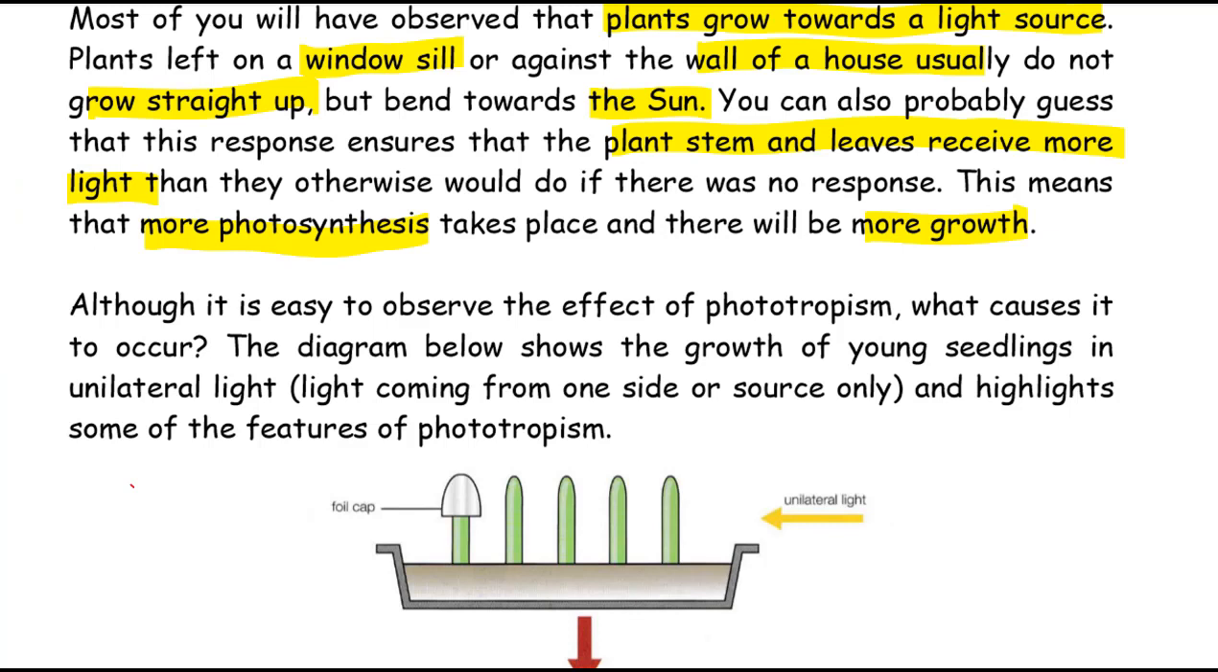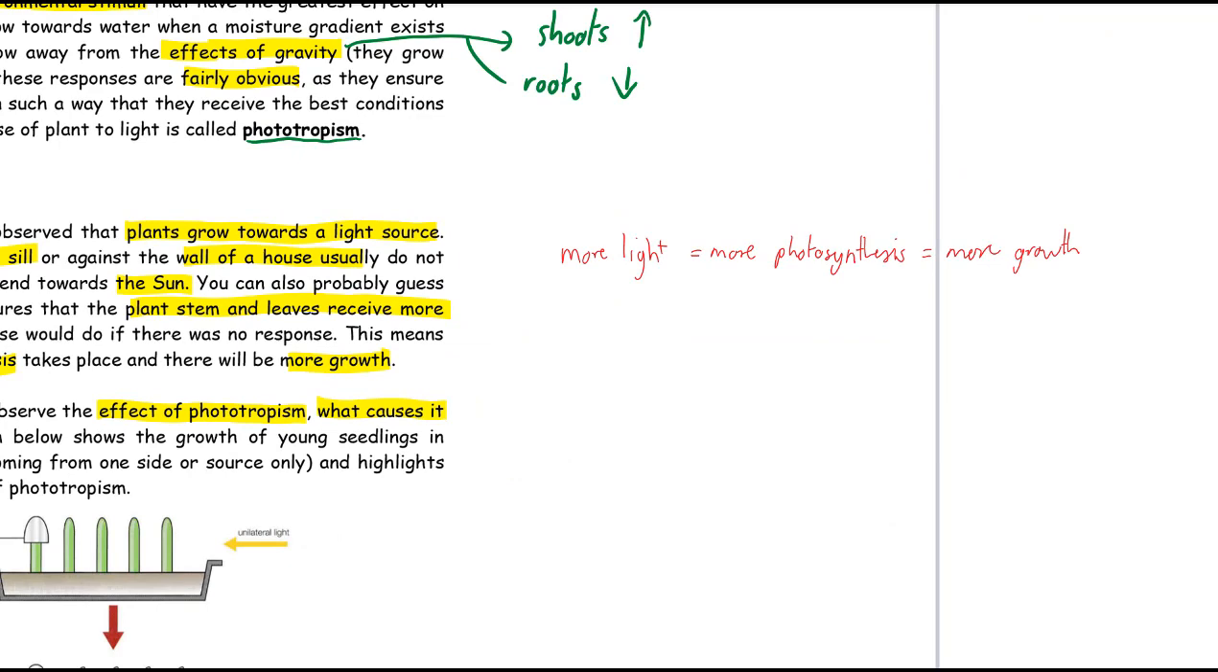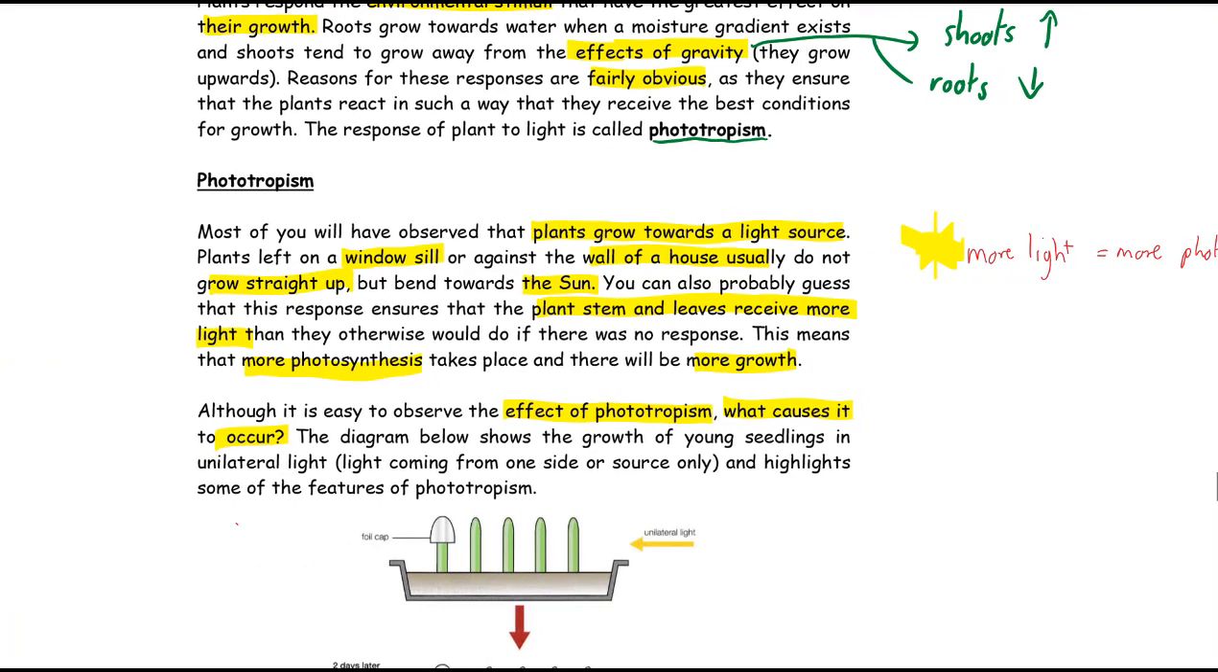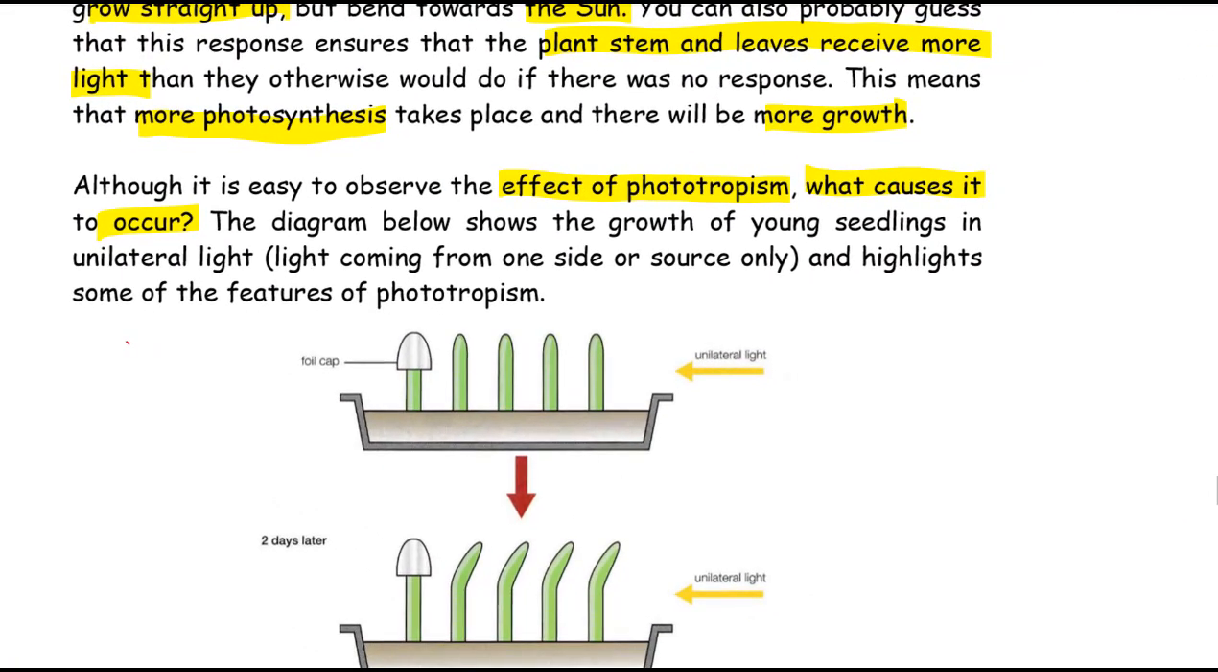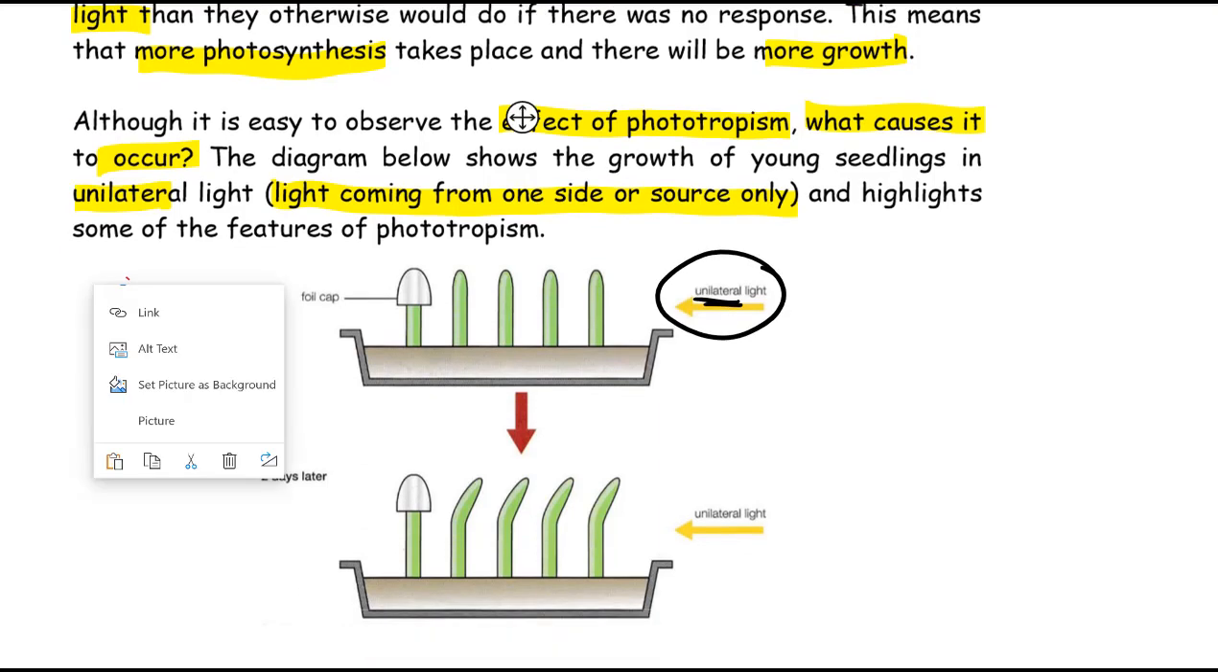So although it's easy to observe the effect of phototropism, what causes it? So I said there was two questions, and one of them was, why do plants bend towards the light? This is why they bend towards the light, so that they can grow more. But this part is why it happens. So the diagram below shows the growth of young seedlings in unilateral light, which just means light coming from one side or source only. So because the light is only coming from here, that's why it's unilateral, and highlights some of the features of phototropism.